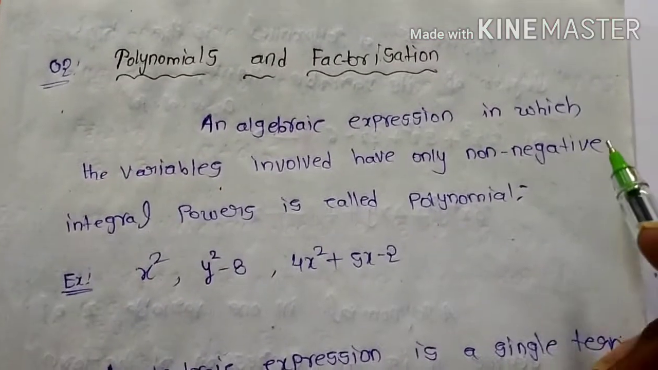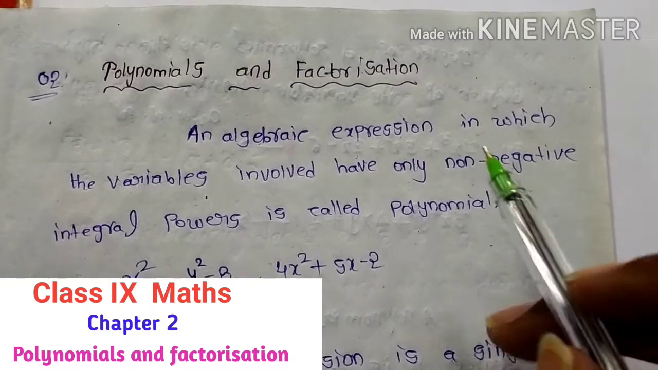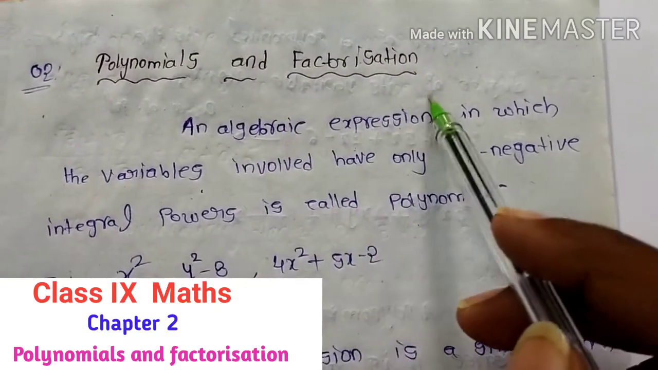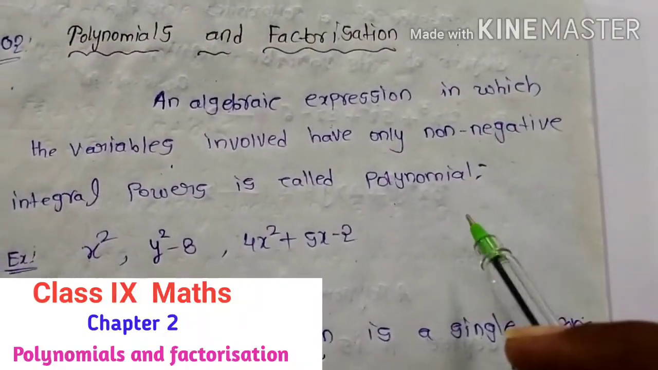Now you can see here chapter 2, polynomials. Class 9th math, second chapter: polynomials and factorization. First, I will discuss with you the polynomial definition.